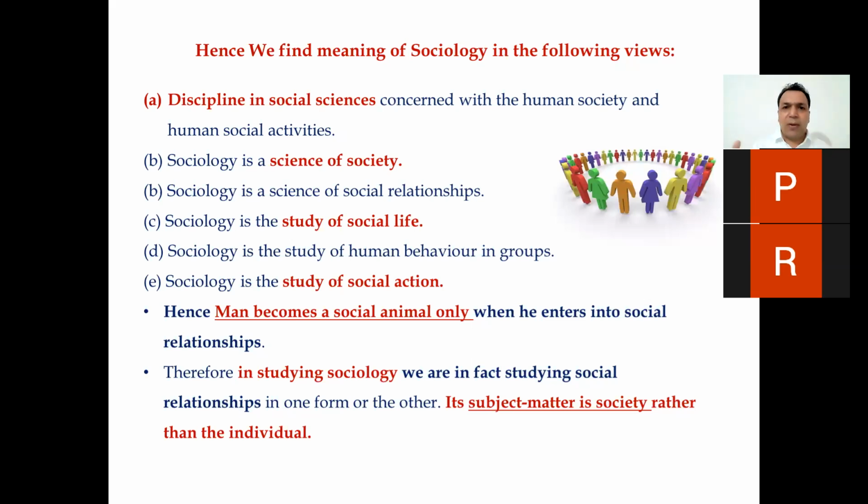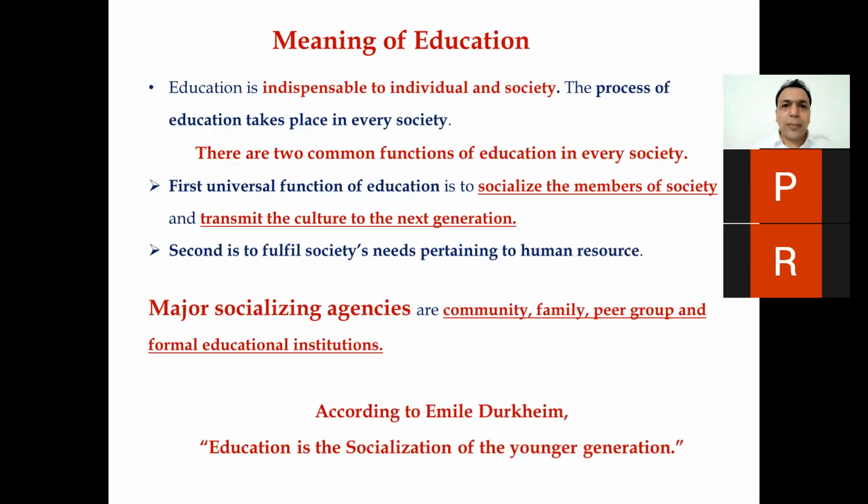So in very simple words, what is sociology basically? Sociology is a science of society. It studies the society, how the society is changing from one generation to another generation. All these things are done by sociology, right? Now we discuss education. Here we discuss education from the sociologist's point of view, right guys?